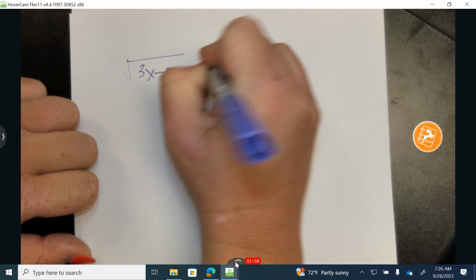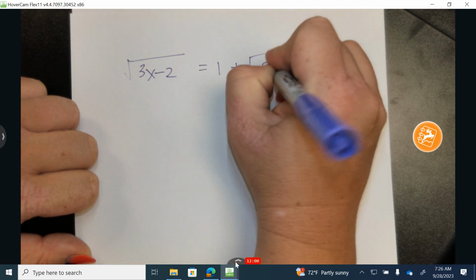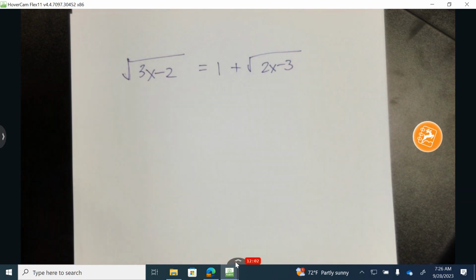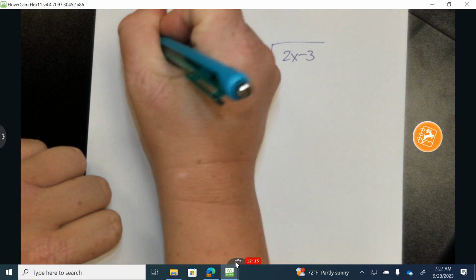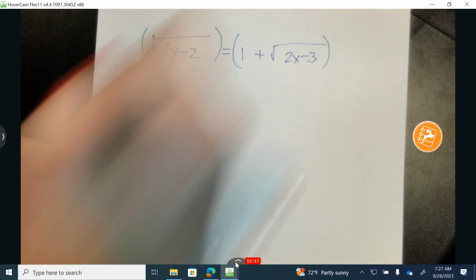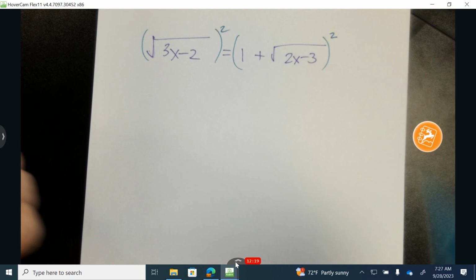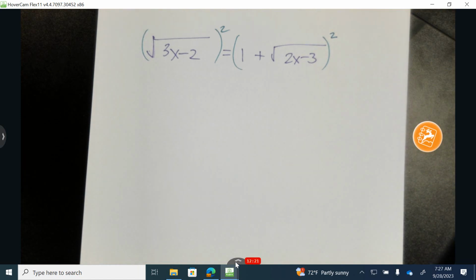3x minus 2 equals 1 plus 2x minus 3. Please write it down. Whatever you do to one side, you want to do to the other side to keep things balanced. So I'm going to start right away by putting parentheses and squaring both the left side and the right side.